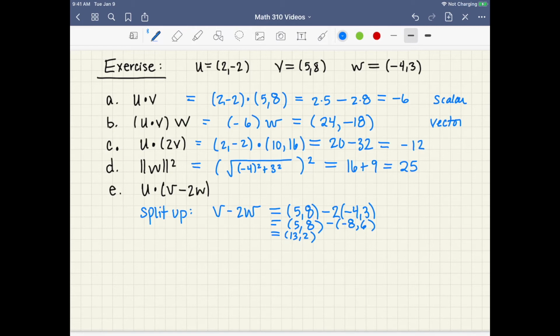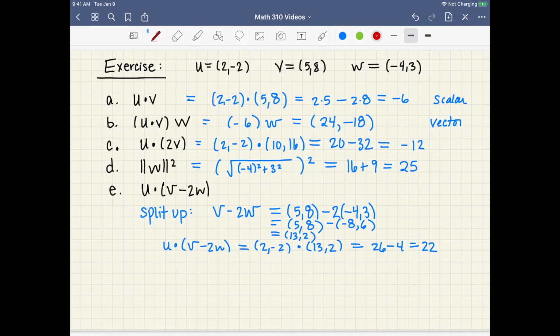Now we need to take the dot product with u. So this dot product, u dot (v minus 2w), is the dot product of (2, -2) dotted with the vector that we just produced, (13, 2), giving us 26 minus 4, so 22. Now, something I want to point out is that this is not the only way to answer this. So let's solve the same problem in a different way.